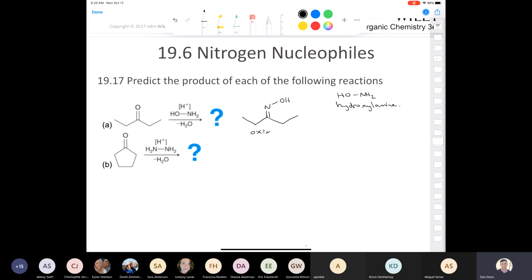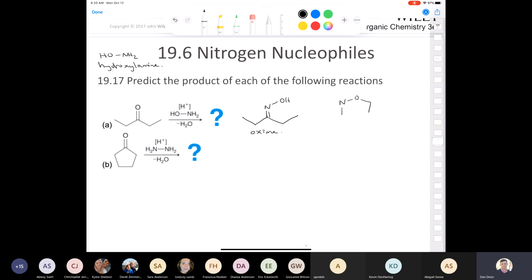Sometimes people pronounce it an oxime, okay, which is totally fine with me. I don't care how you pronounce it. But you end up forming this oxime, okay? And the book doesn't go into a huge amount of detail about oximes at this point, but I'll just tell you that oximes can be used to synthesize heterocycles like isoxazole.